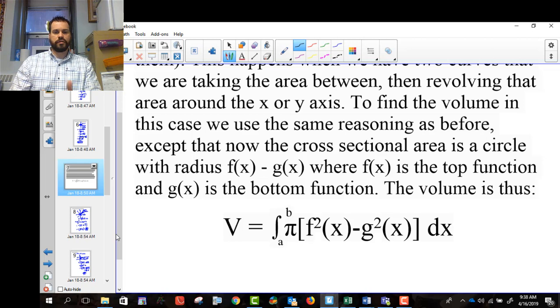So it's a very easy formula to use. You just have to figure out what the top function is, what the bottom function is, and whether that stays consistent all the way through. It has to, or otherwise you have to switch your integral somehow. Let me show you an example of that.